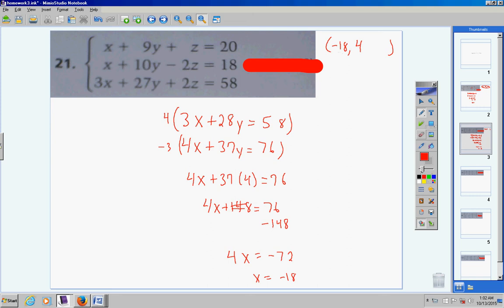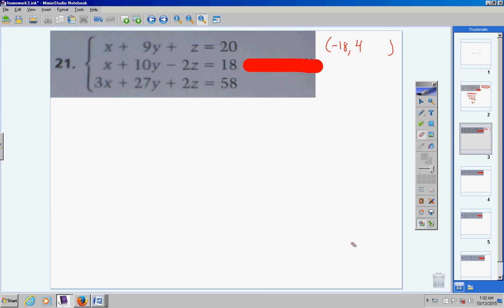Now, I can substitute negative 18 in for x, 4 in for y, and solve for z. You can use any of these equations. Usually I use this one right here because I have space. But with all these big numbers right here, I'm not going to use the bottom equation. I'm going to use the top one.